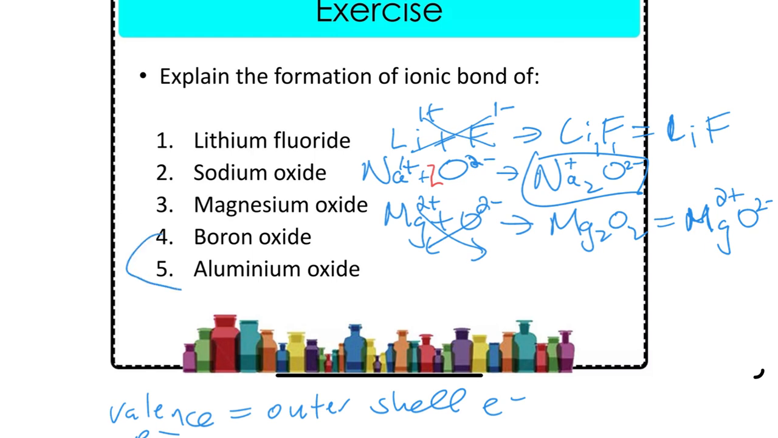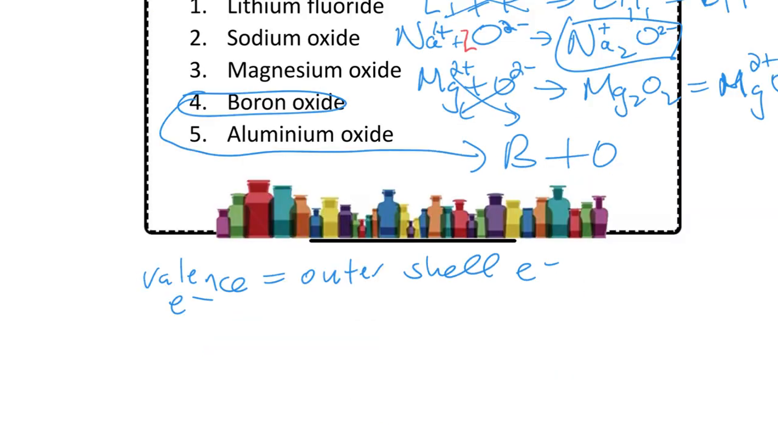Okay, boron oxide. Boron plus O. Boron is in group 13, which means it has 3 valence electrons. It's a metal, so it's easier to lose those 3 valence electrons rather than gaining 5 to make 8. So it will lose those 3 valence electrons. Oxygen, we already did, is in group 6. It needs 2 more. So cross multiply.